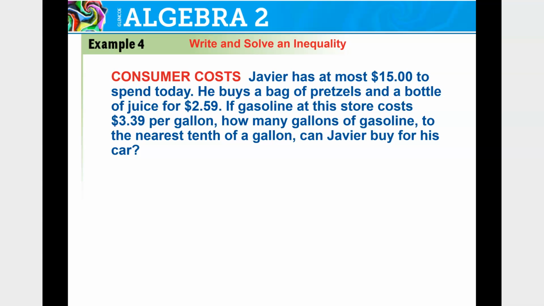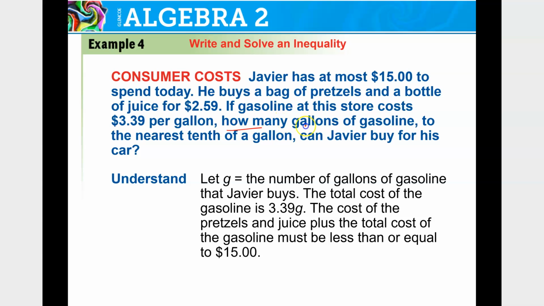To finish this lesson, let us look at a word problem. Javier has at most $15 to spend today. He buys a bag of pretzels and a bottle of juice for $2.59. If gasoline at this store costs $3.39 per gallon, how many gallons of gasoline to the nearest tenth of a gallon can Javier buy for his car?